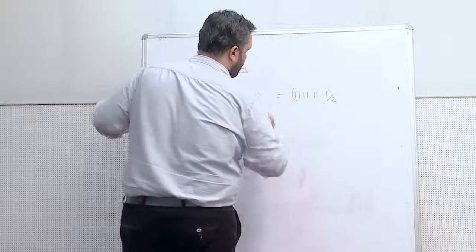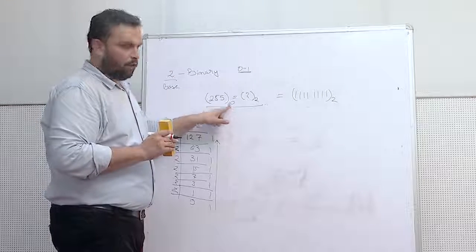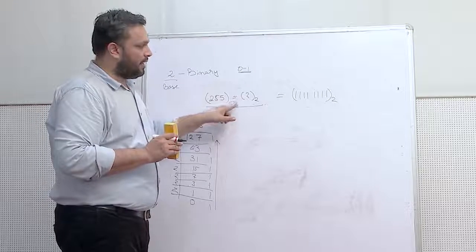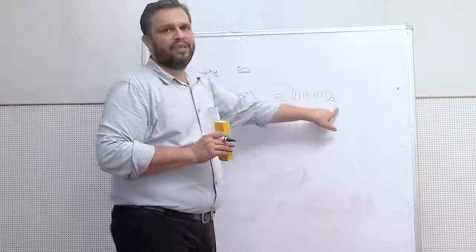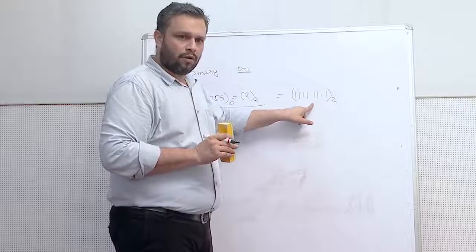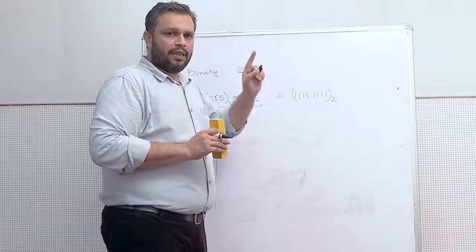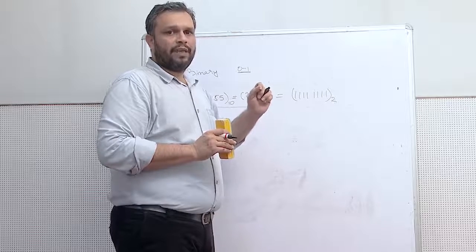So I say that 255 in decimal system, or 255 with base 10, is equivalent to 11111111 in base 2, or binary. Now, how do I check whether this value is correct or not? Just remember, at the beginning of the lecture, I told you how we calculate the value of any given number.